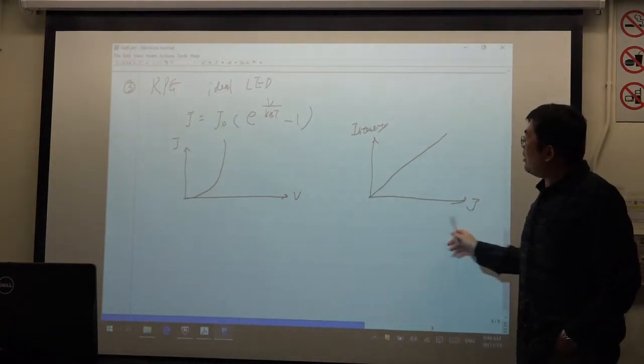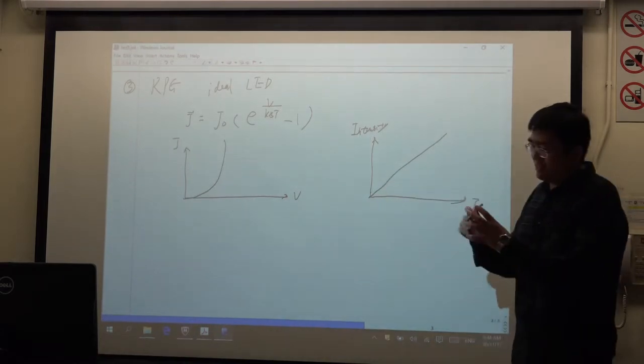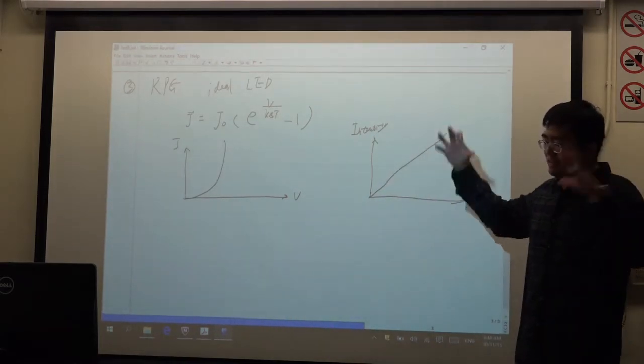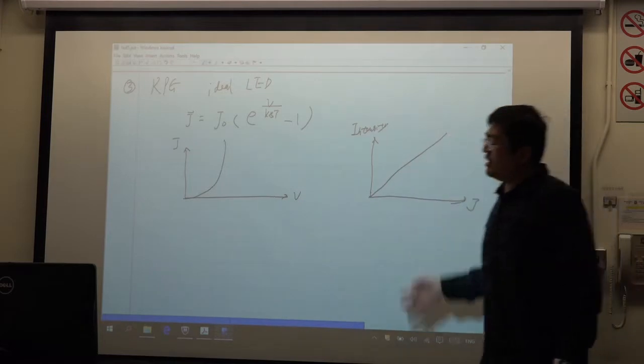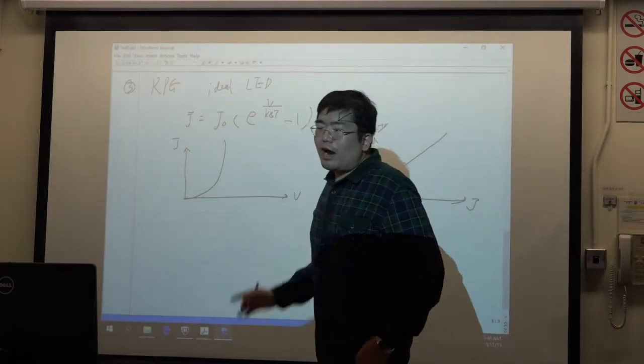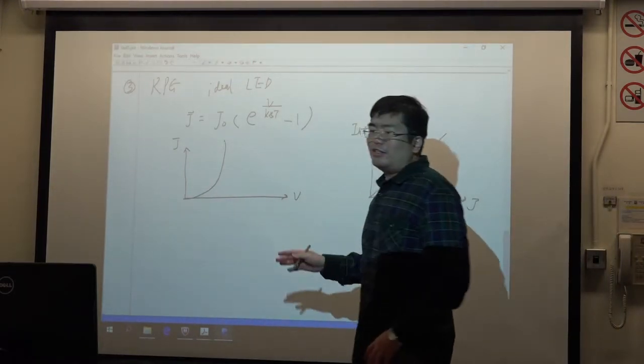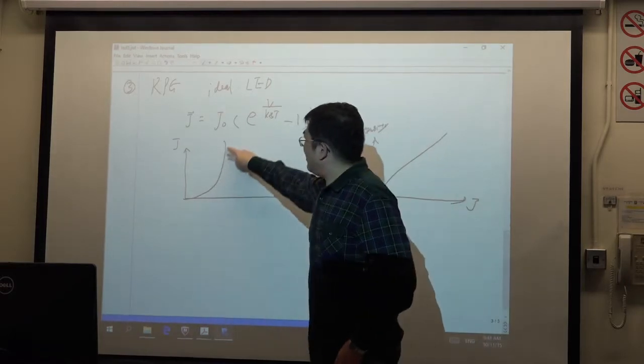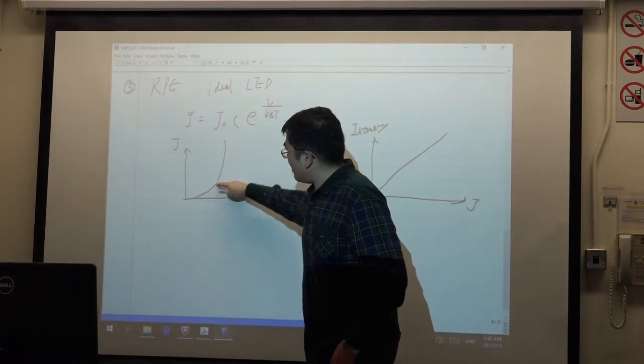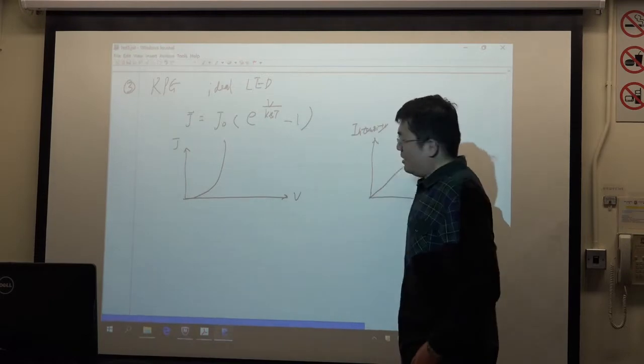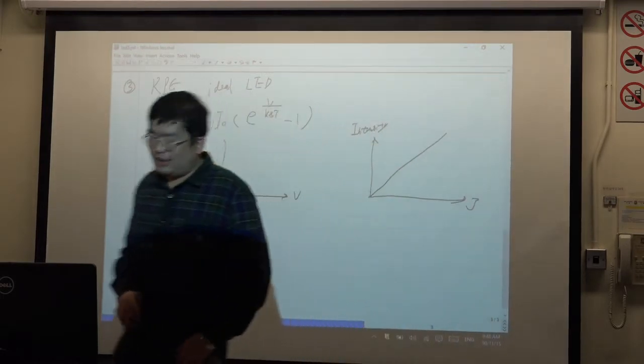And this current depends on the intensity, the emission light intensity. It's just linearly proportional. It's a good LED. If your LED is bad, it does not satisfy this. You will find something, or they are saturated, which is fine. But if you have no exponential increase and also no linear relation, there's some problem. You can check the LED light.